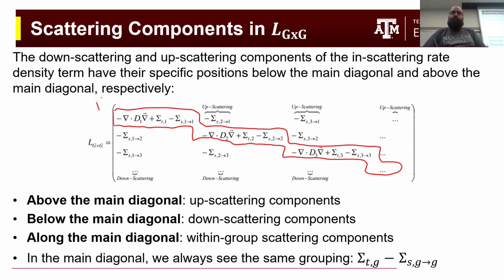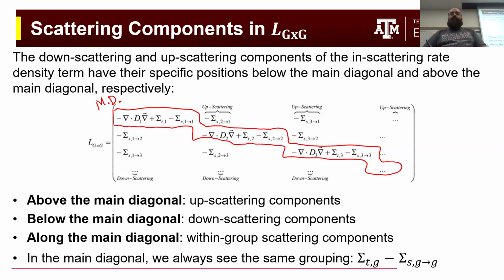That's what we mean when we say the main diagonal. Above the main diagonal, we have all of these terms that go from a higher index into a lower index. So all of the terms above the main diagonal represent upscattering. And then all of the terms below the main diagonal go from a lower index into a higher index. So those all correspond to downscattering terms.